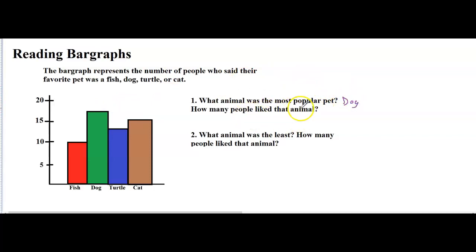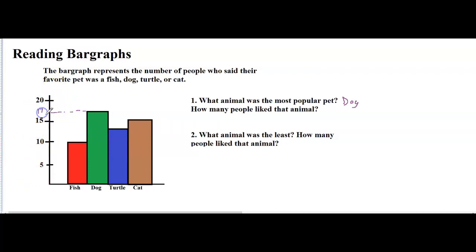Then they ask how many people liked that animal. So you look at that bar for dog, the green bar, and then you follow that across vertically. And notice it doesn't have a tick mark exactly for that. That's because many graphs won't. They'll just pick a nice amount of numbers to jump by. So in this case by 5: 5, 10, 15, 20. But we see it's roughly in the middle.